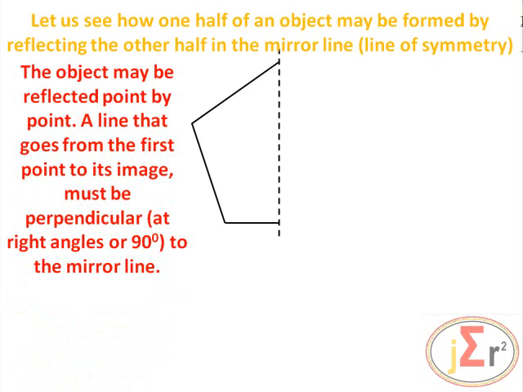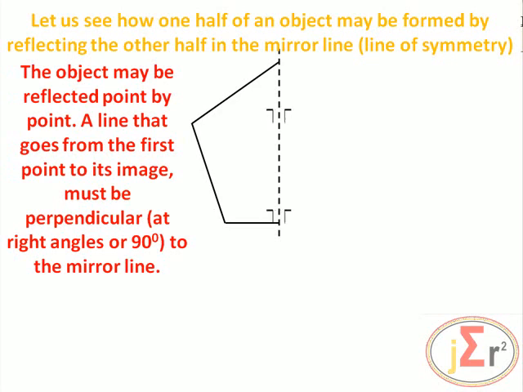The object may be reflected point by point. And point by point does not necessarily mean that we have to put every single one of those infinitely many points, but we will take the very important points and reflect them. A line that goes from the first point to its image must be perpendicular or at right angles or 90 degrees to the mirror line. Perpendicular, right angles, 90 degrees, they are identical. They mean the same thing.